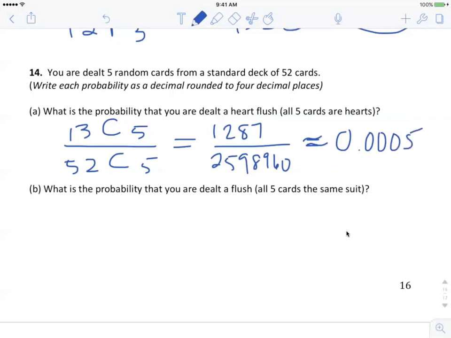Okay. Now, what's the probability that you're dealt a flush? All 5 cards are just the same suit, not specifically hearts. So just multiply that by 4 because there are 4 suits, and you'll have that answer.